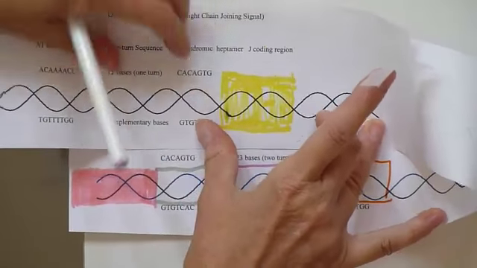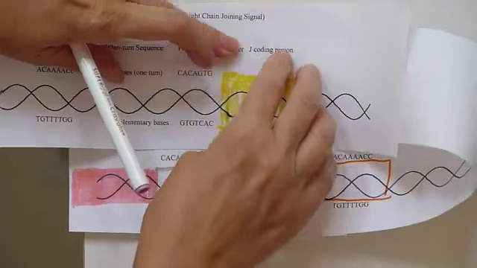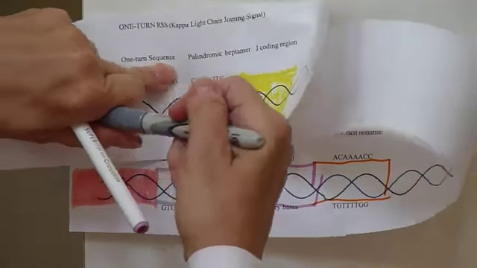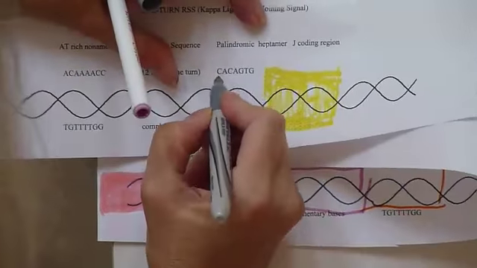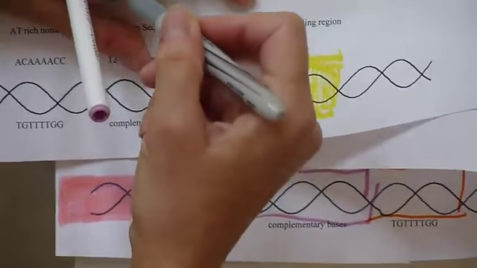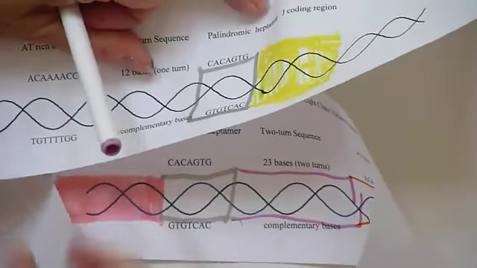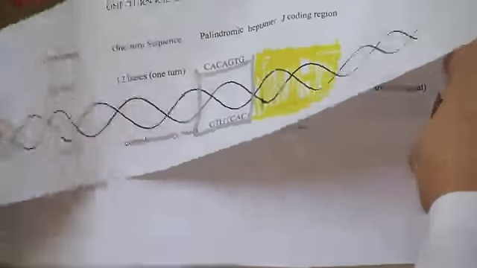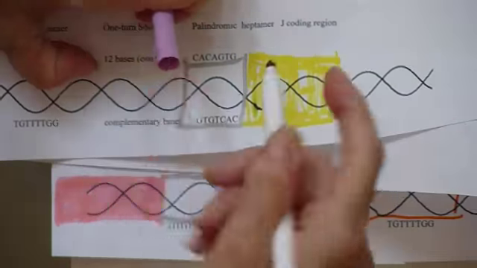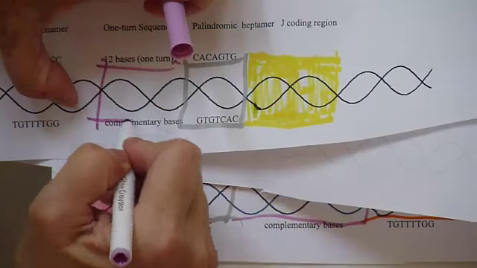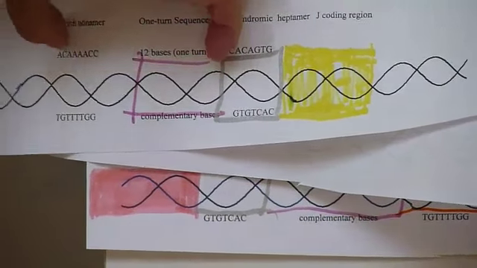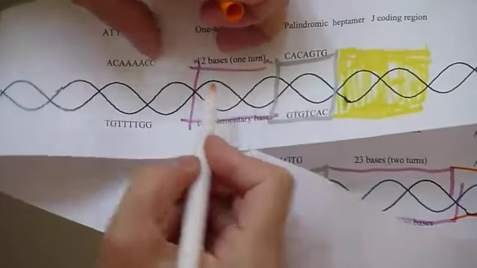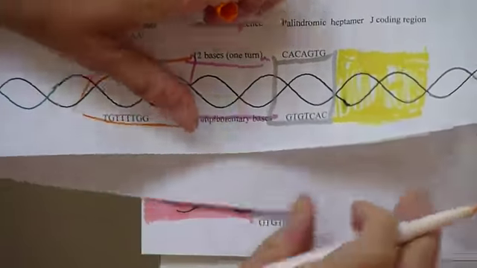Okay. I have the part that codes for the joining region here. Next, as I go upstream, I have the palindromic heptamer. Next, going upstream, I have a 1-turn sequence composed of 12 bases. And on the other side, at the very upstream end, again I have the AT-rich nonamer.